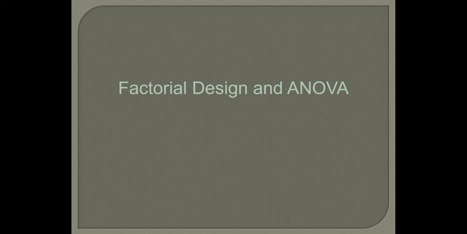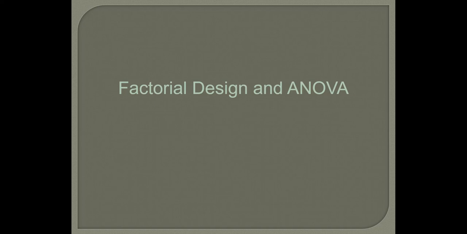Welcome. In this video we're going to talk about factorial design and ANOVA. This is an extension of the one-way ANOVA, which you'll recall has one independent variable. More specifically, the one-way between subjects ANOVA has one independent variable and an interval ratio dependent variable, and we want to compare the mean levels of that dependent variable across the levels of that one independent variable. So this is an extension for when we have more than one independent variable.